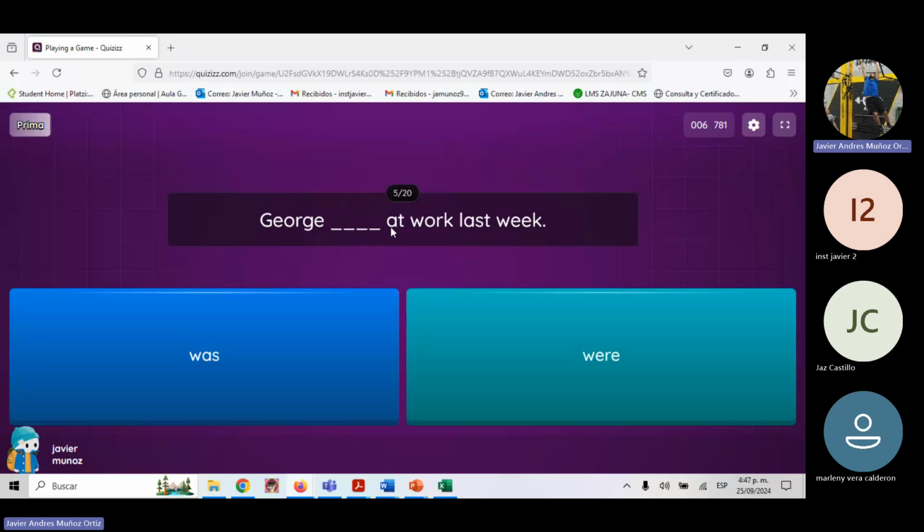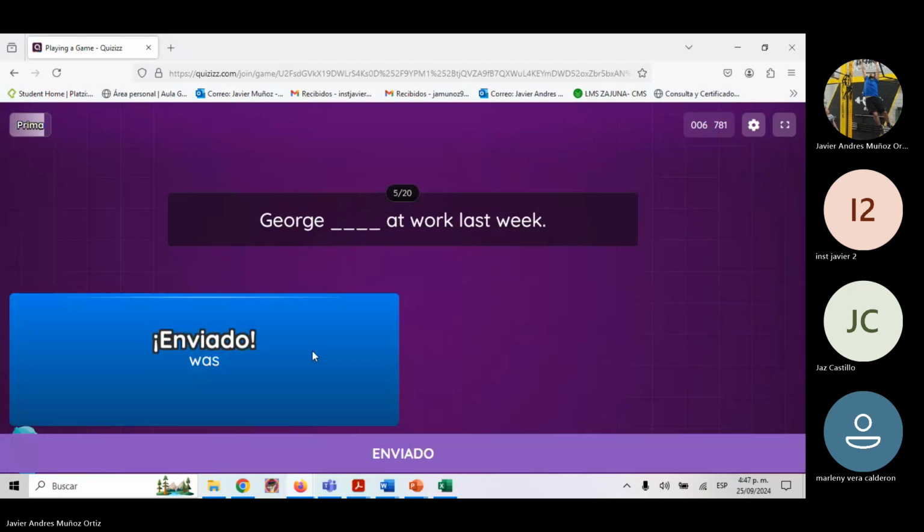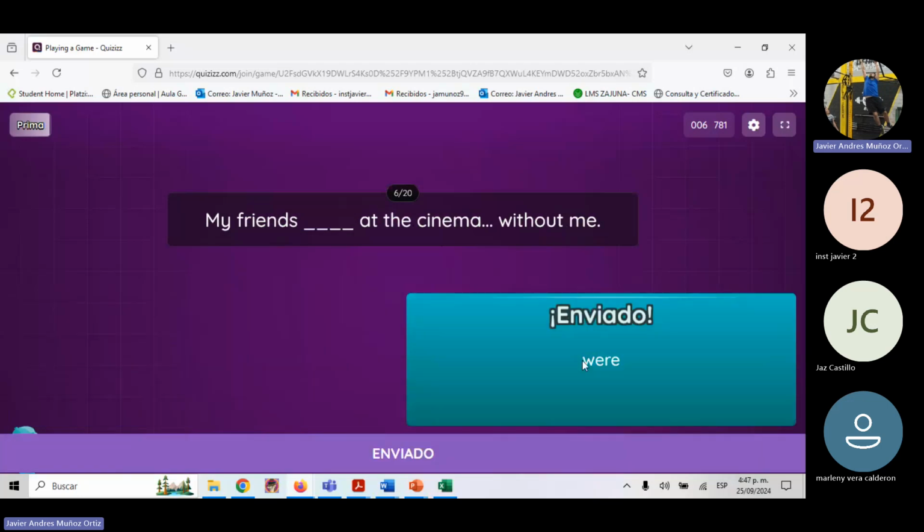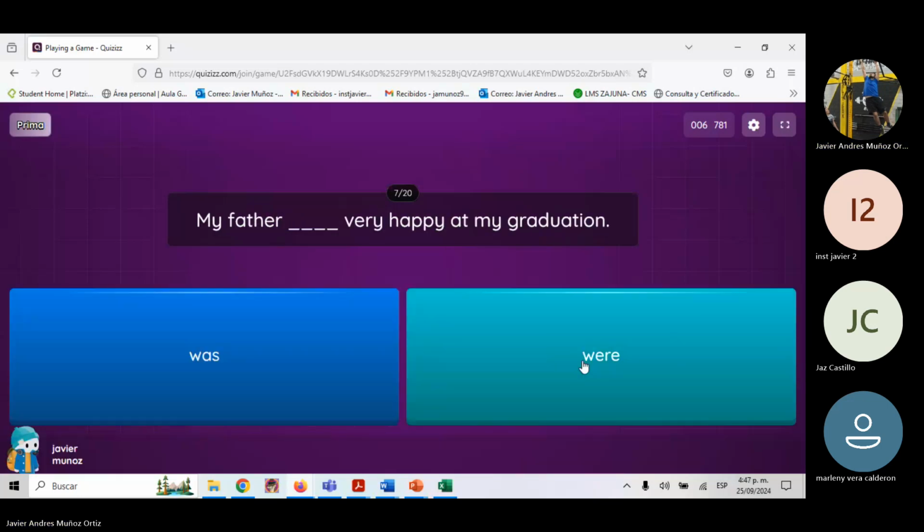George at work last week. George is he. Therefore, we need to use was. My friends at the cinema. Friends. It's they. Because it's not only one, we need to use were because it's plural. My father, who is my father? He, because it's a singular person, we use was.